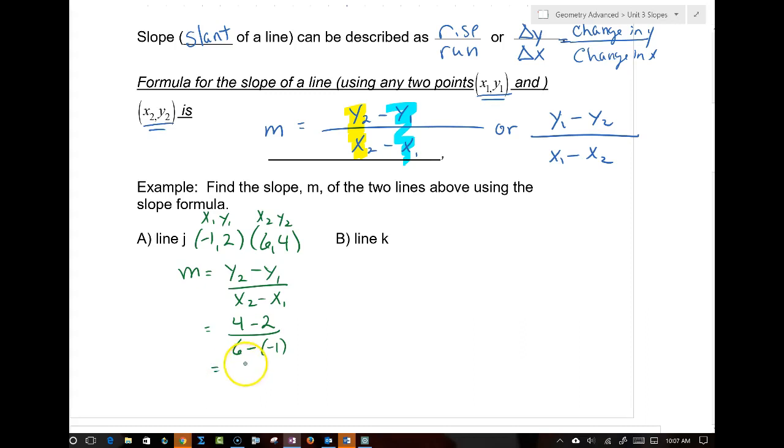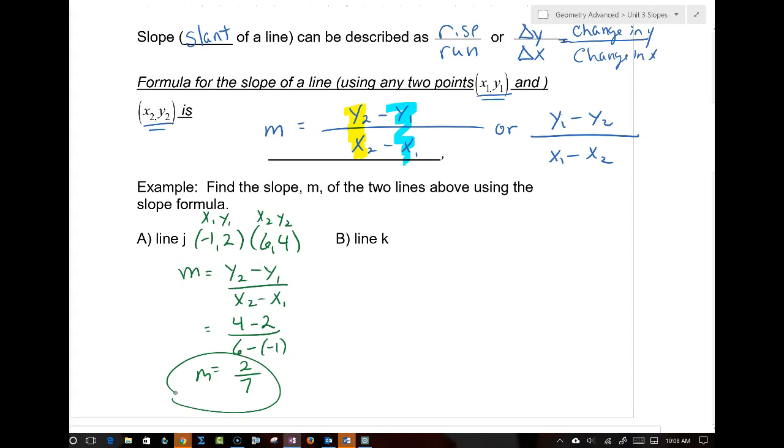Guys, what do we get on here? We get 2 over, did you guys get 2/7? Now, if that was not in simplest form, it would be considered incorrect. So always simplify your fractions, but leave it as a fraction. Do not give me a decimal. Did everyone hear me? So our slope for this first one is 2/7.